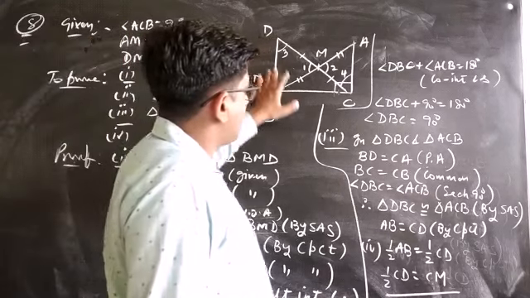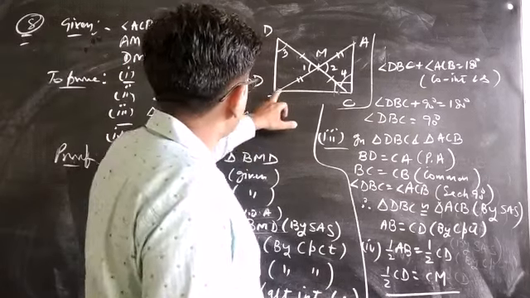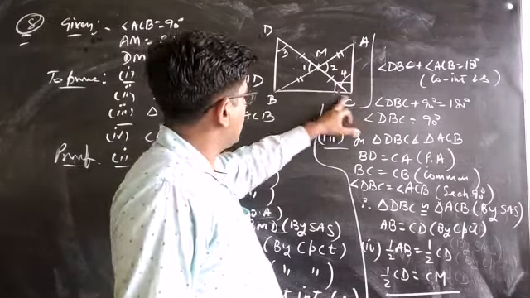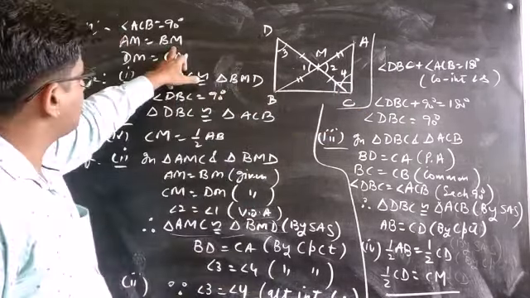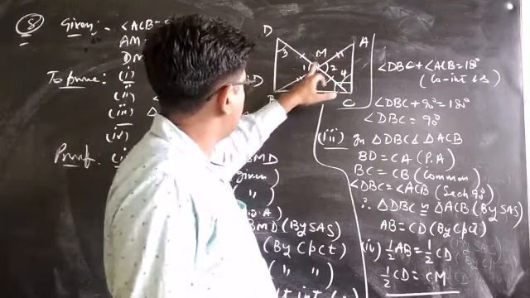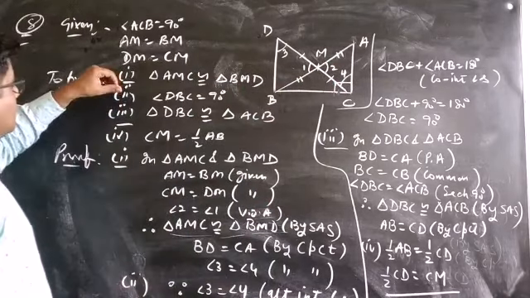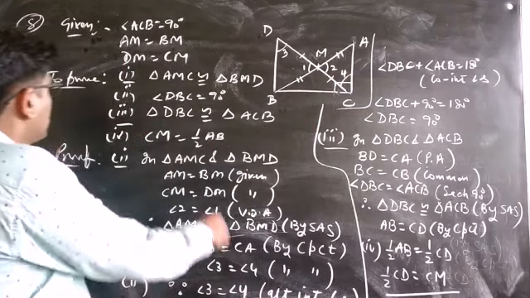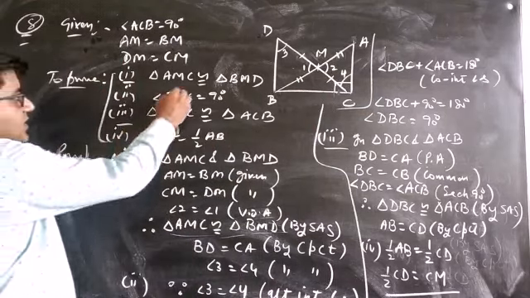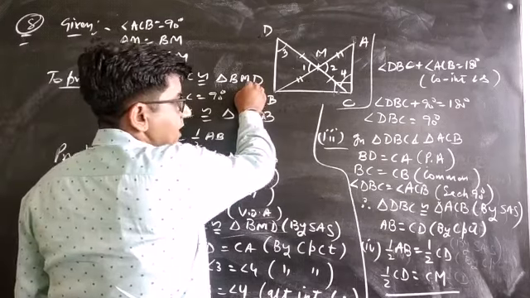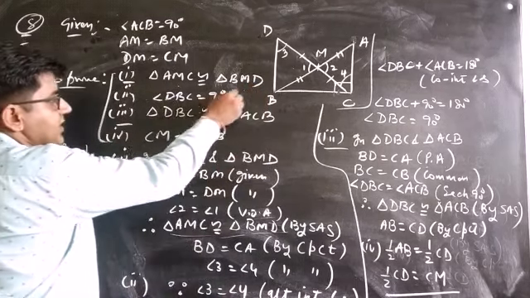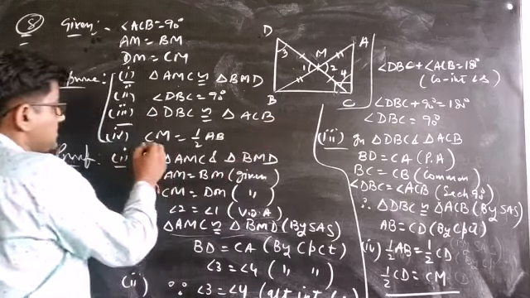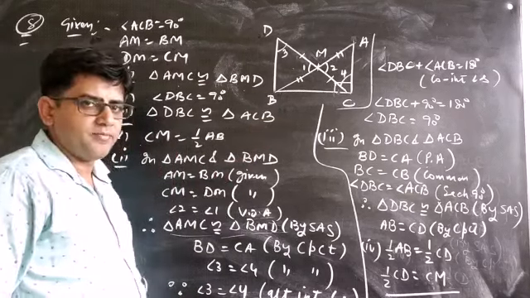Here a figure is given in which angle ACB is 90 degrees. This one, angle ACB is 90. AM is equal to BM. This AM is equal to BM. And DM is equal to CM. It is given in the question. We have to prove these 4 parts. AMC and BMD triangles are congruent. Angle DBC is 90. Triangle DBC is congruent to ACB, and CM is equal to half of AB.